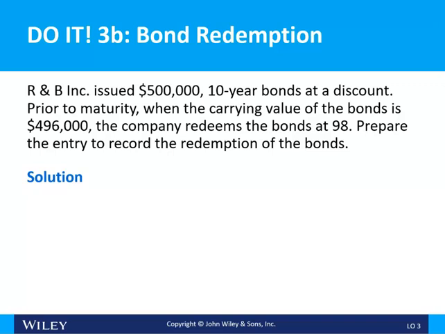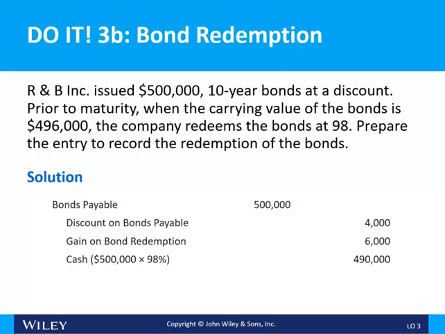We're going to credit cash. How much cash are we going to pay out? If we redeem the bonds at 98, we're going to pay 98% of the face value. So it's going to be less than the face value, so it is $490,000. And then finally, the difference between the carrying value, $496,000, and our cash paid, $490,000, is either a gain or a loss. In this case, it's a gain because we're paying less than the carrying value. So we credit gain on bond redemption of $6,000.